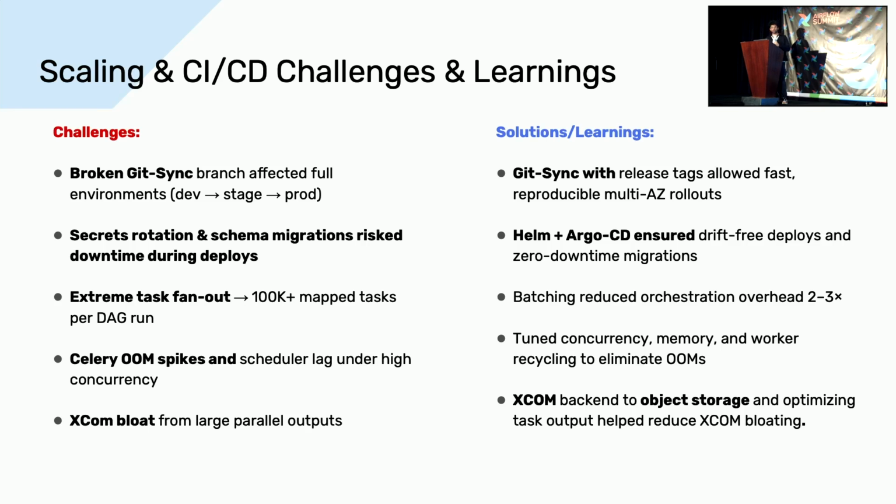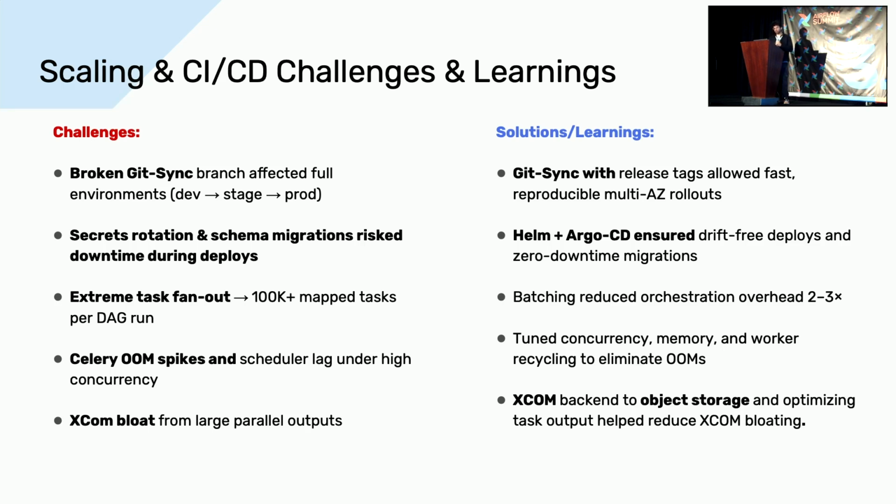So here are a couple of challenges that we faced. One of the initial challenges was when we were using just git sync out of the box: if something happens in a branch, then everything gets affected. You don't have much track of what is running in which environment, and if something breaks, everything gets affected. But using the git sync tag releases gave us the ability to roll back if something does break. Okay, I'm getting the time up sign.